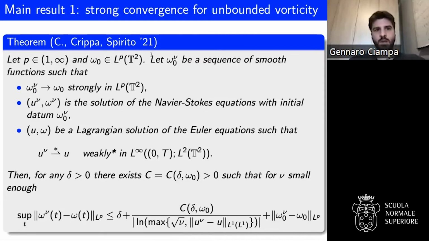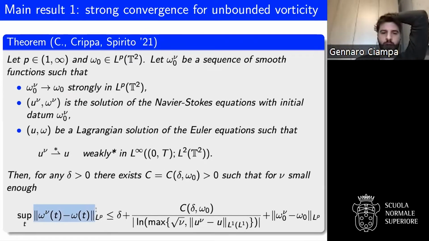Okay, so the first result is the following. You give me an initial vorticity in L^p. You also consider an initial datum which may depend on the viscosity, which converges strongly in L^p to this omega 0. And then you consider the unique solution of the Navier-Stokes equation. So we know that at least up to subsequences, they converge to a Lagrangian solution of Euler. So let us also fix one of the possible limit points. And the result is the following.